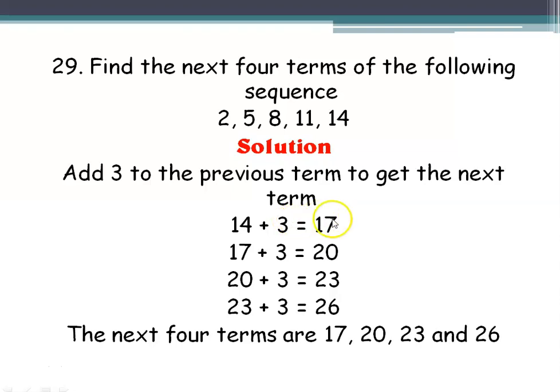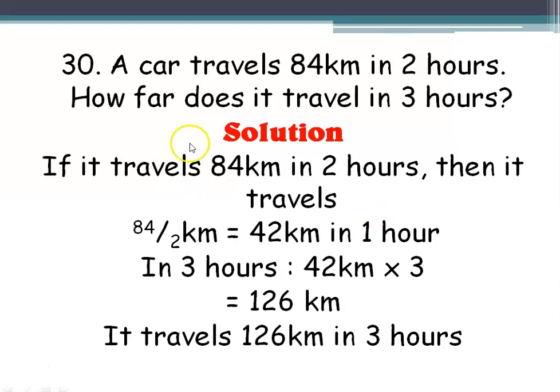So 14 plus 3 will give me 17. 17 plus 3 will give me 20. 20 plus 3 will give me 23. 23 plus 3 will give me 26. So the next 4 terms are 17, 20, 23, and 26. Is that okay? Good. Alright, question 30 says a car travels 84 kilometers in 2 hours.